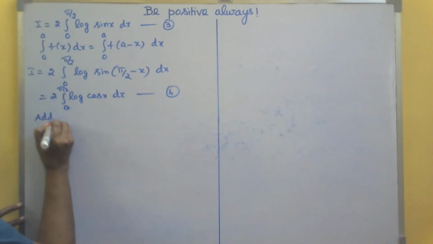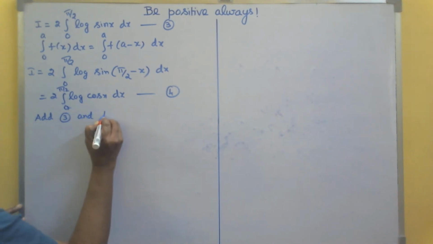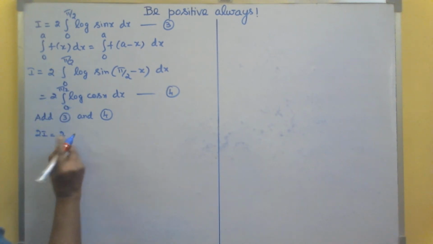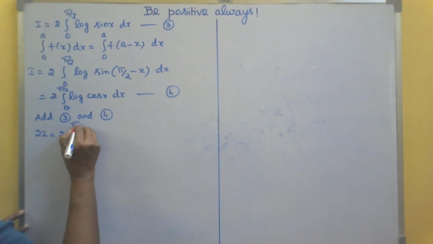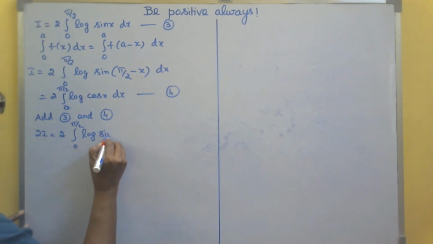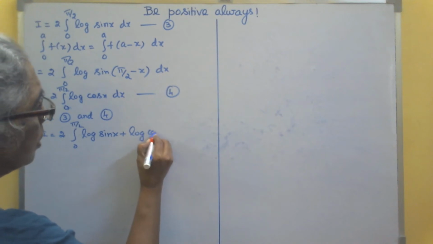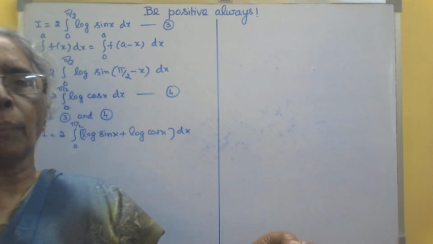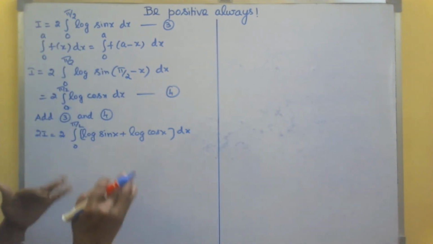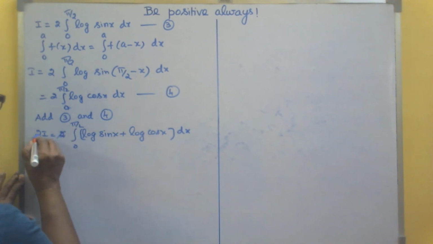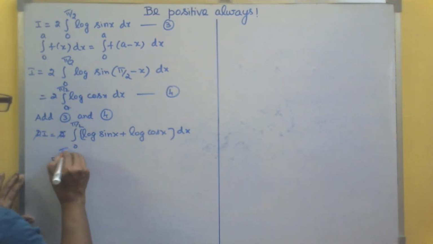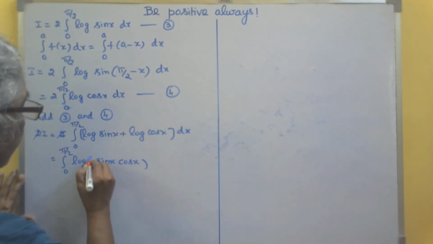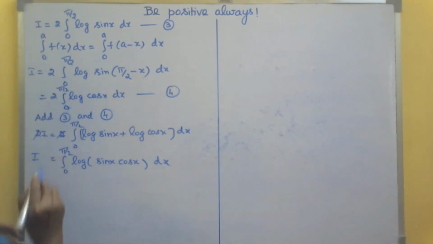Now as usual, we are going to add 3 and 4. So you will be getting 2I is equal to, you have a 2 common in both, so 2 you will get here, integral 0 to pi by 2 of log sin x plus log cos x dx. Again the same log rule, log a plus log b is equal to log ab. I think now it will be clear to you because you have done it once. So this 2 and this 2 I am cutting. So I will get I is equal to integral 0 to pi by 2 log sin x cos x dx. This is my I now, right?